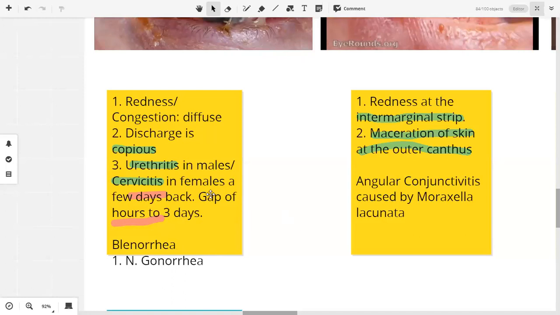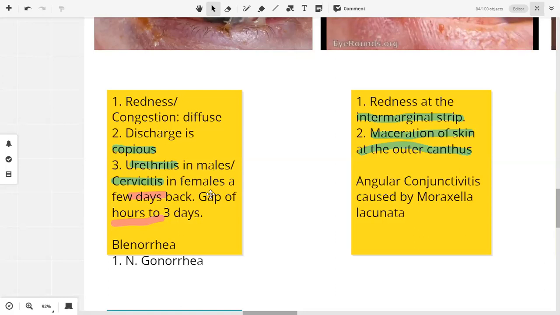Right? Meaning that he had a cervicitis. Our female patient was diagnosed with cervicitis 1 day back. And today she presents with blenorrhea. So there's a 1 day gap between urethritis or cervicitis, the STI, and our conjunctivitis. And we know that 1 day fits the incubation period of Neisseria gonorrhea. So this is Neisseria gonorrhea.